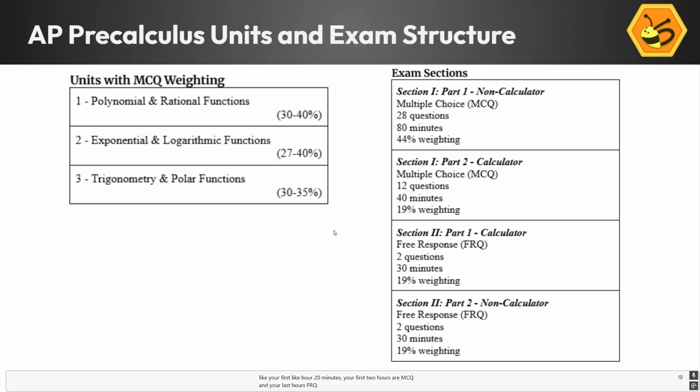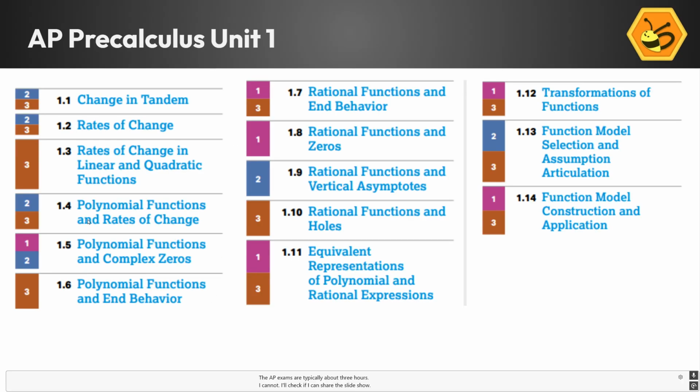Any more questions? Is there a link to the doc? Yes, I will share the doc. Oh, to this slideshow? The AP exams are typically about 3 hours. I'll check if I can share the slideshow, but for now, we will continue.